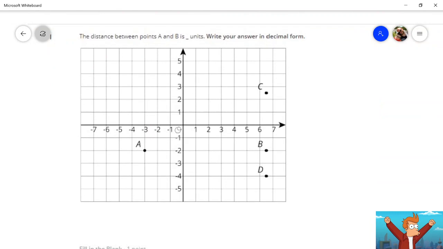The distance between points A and B is how many units? Write your answer in decimal form. Okay, so let's go decimal form. All right, let's see again. The distance between A and B. 1, 2, 3, 4, 5, 6, 7, 8, 9 and a half. 9.5. Okay.